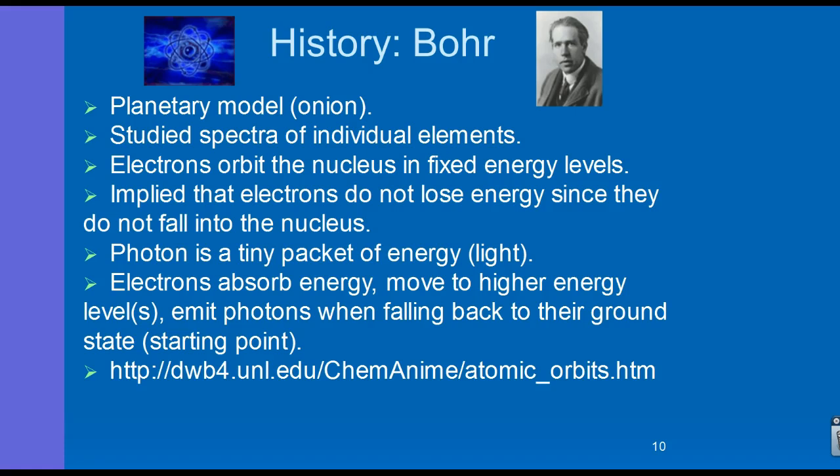His is the planetary model, a little bit like an onion. He studied spectra of individual elements, and electrons orbit the nucleus in fixed energy levels. He implied that the electrons do not lose energy since they do not fall into the nucleus. A photon is a tiny packet of energy, which is light. Electrons absorb energy, move to a higher energy level or levels, and then they emit photons when falling back to their ground state, or the starting point.